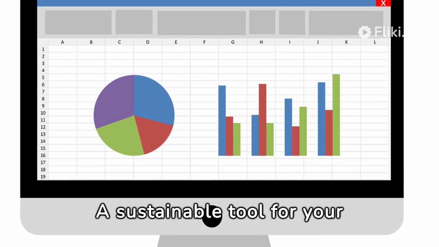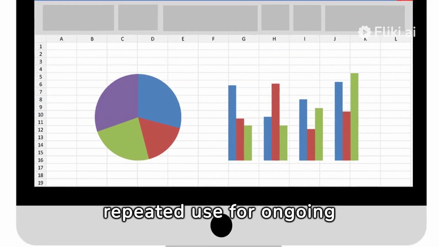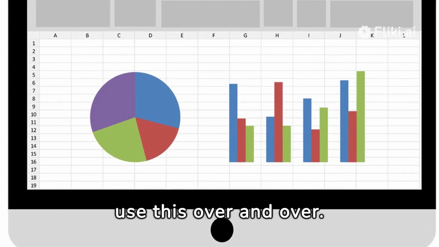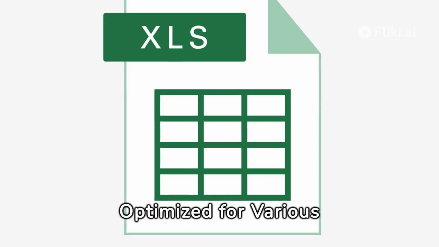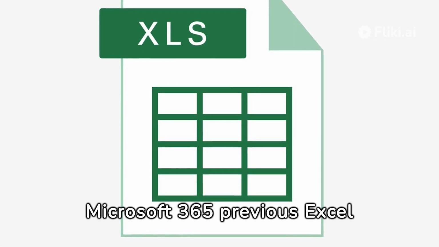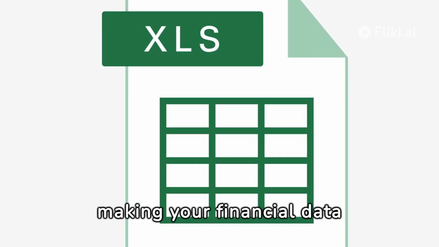Reusable resource. A sustainable tool for your financial narrative, allowing repeated use for ongoing success. This is a lifetime use, you can use this over and over. Optimized for various versions, ensures harmony across Microsoft 365, previous Excel editions, and Google Sheets, making your financial data resonate flawlessly.